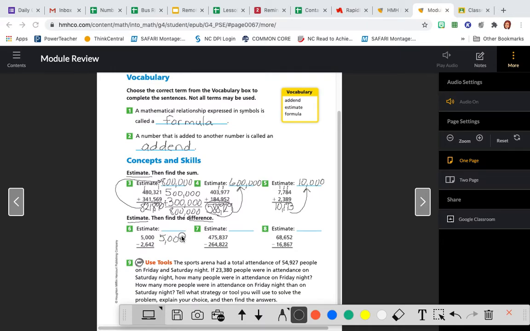But now let's look at 2,642. We're going to round to the closest thousand. So we have a 6 in the hundreds, so that is 5 or greater. So we're going to round up. So instead of 2,000, we're going to round to 3,000. And then subtract. And our estimate is 2,000. Now we're going to solve. Now, as you can see here, we've got zeros going all the way across the board. So we've got to start in our thousands and we've got to regroup. So we're going to turn that 5 into a 4.